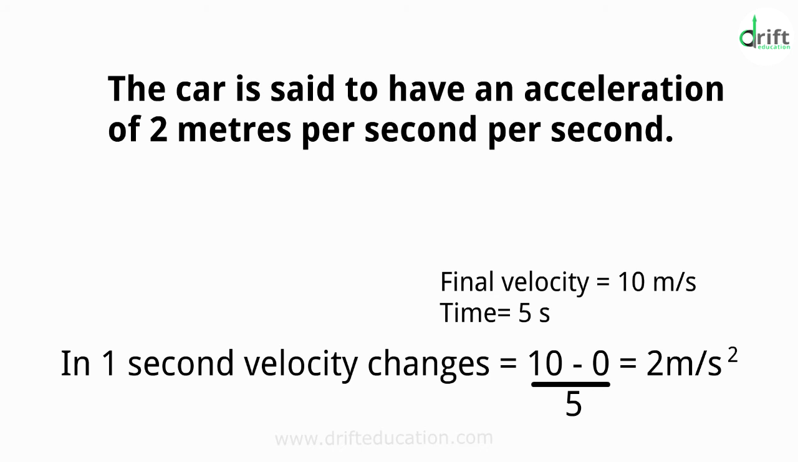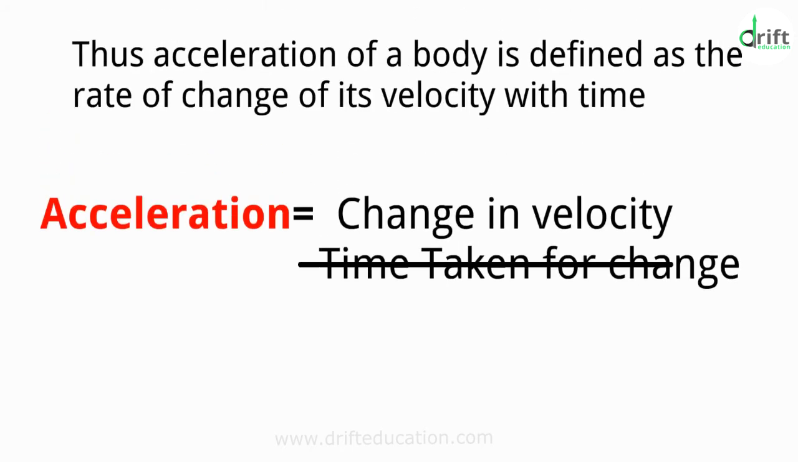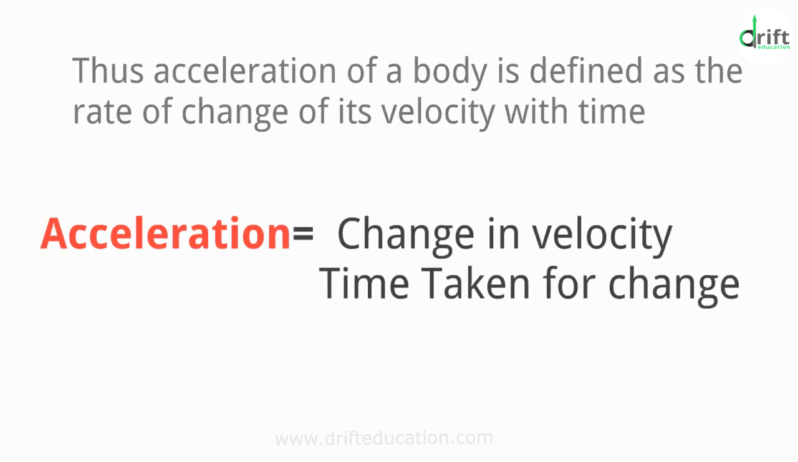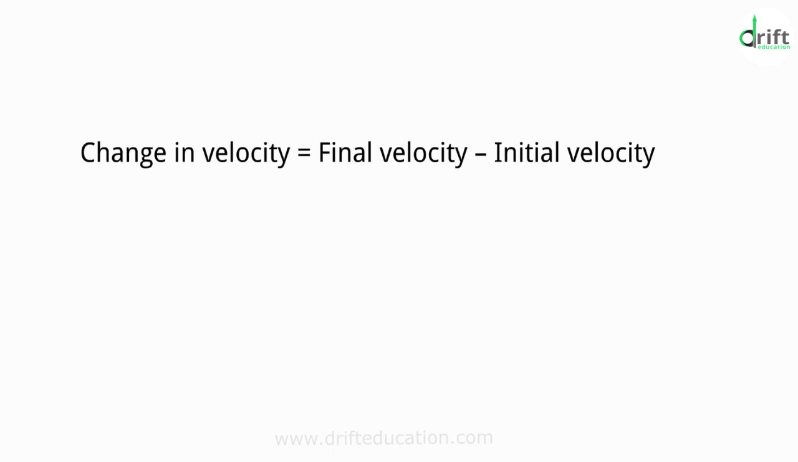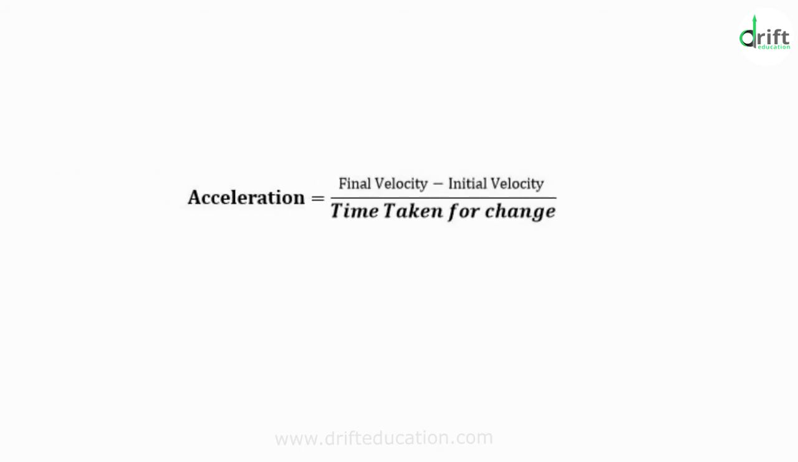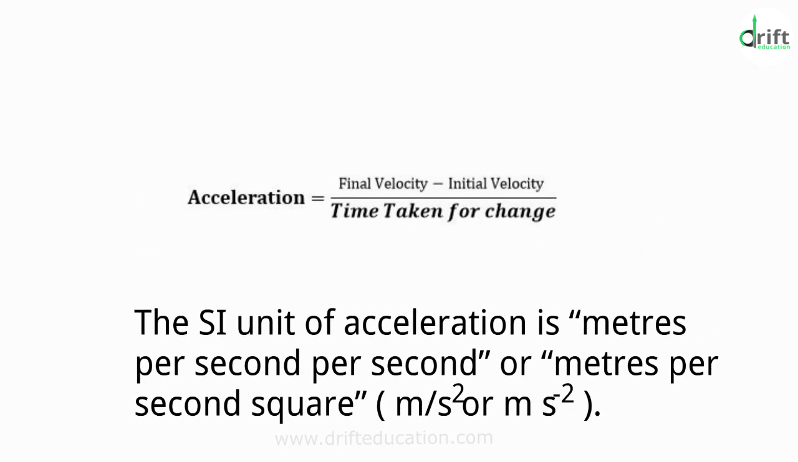Thus, acceleration of a body is defined as the rate of change of its velocity with time. That is, acceleration equals change in velocity by time taken for change. Now, the change in velocity is the difference between the final velocity and the initial velocity. Thus, acceleration equals final velocity minus initial velocity divided by time taken for change. The SI unit of acceleration is meters per second squared. The other units of acceleration which are also used are centimeter per second squared or kilometer per hour squared.